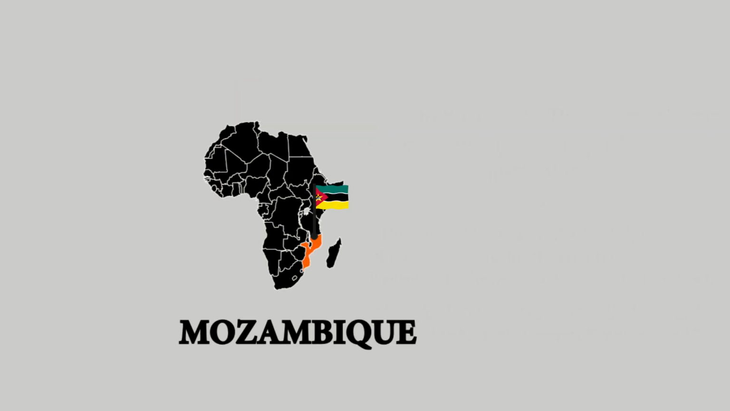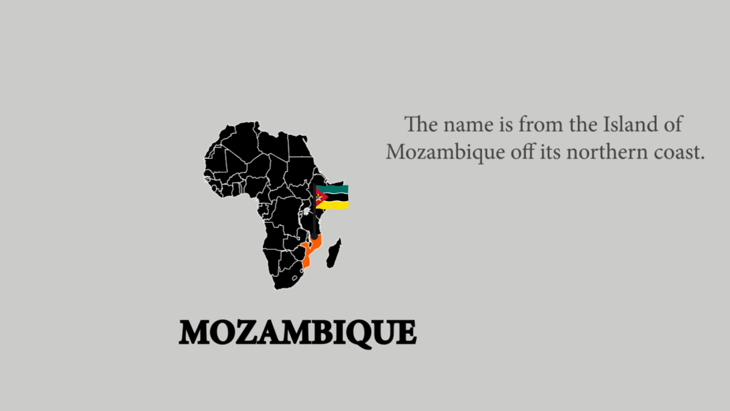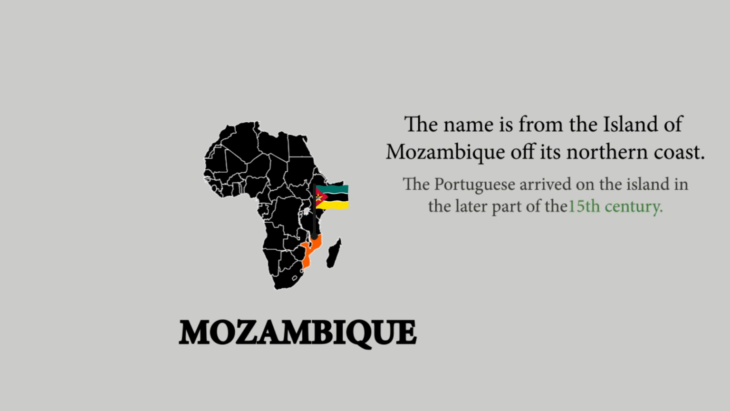Mozambique. The Republic of Mozambique is a coastal country in Southeast Africa bordering the Indian Ocean. This beautiful country got its name from the island of Mozambique off its northern coast. The Portuguese arrived on the island in the later part of the 15th century. But before then, Arab Muslim traders were the ones who controlled the island.